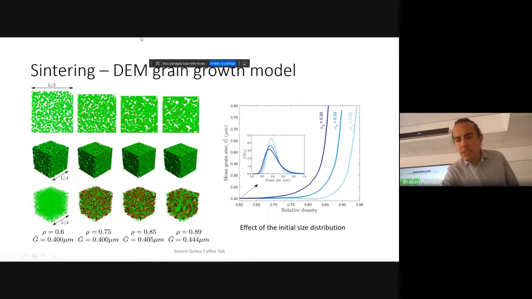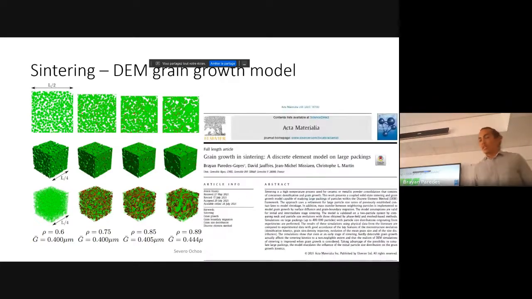One of the most important results was that, as we are at the particle scale, we can consider different sizes of particles, so we can take into account a real initial size distribution. One of the analyses that we performed was to see how, having the same mean grain size but different deviation, it impacts what we call the sintering curve. It is already expected that with a wider distribution, grain growth happens earlier during the sintering process. So this is a way that we can study grain growth and sintering. If you're interested, the full detail of the model is in this paper.